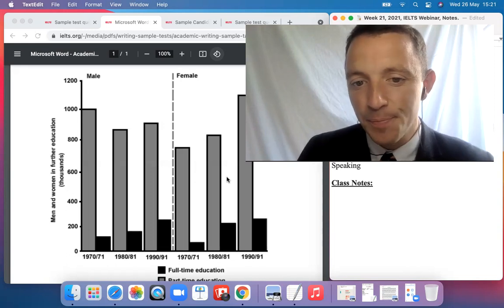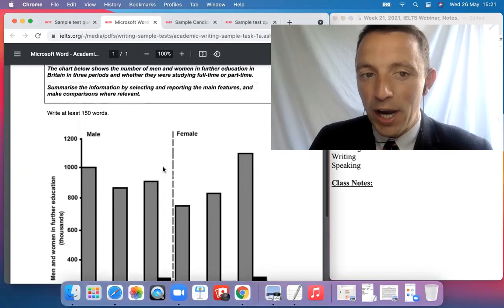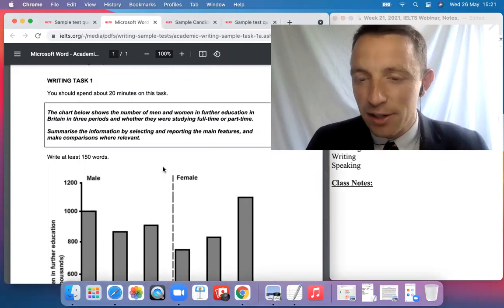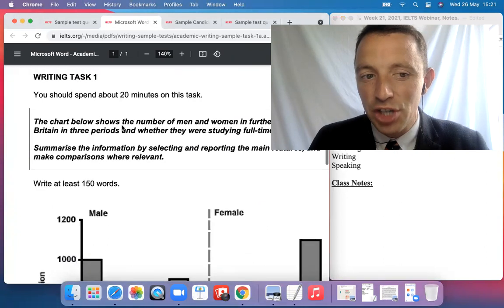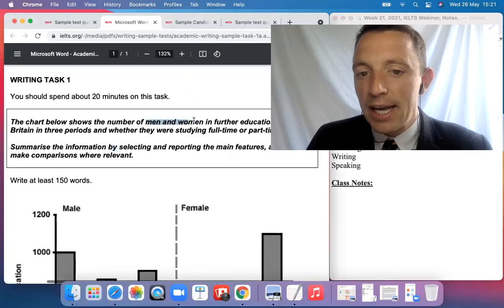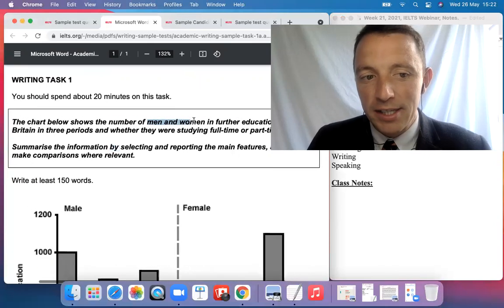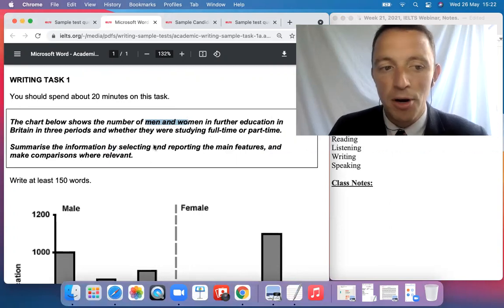Okay, so on the left, you can see the question. This is the specific question for the writing. It's task 1. And specifically the question is here: the chart below shows the number of men and women in further education in Britain in 3 periods and whether they are studying full-time or part-time.